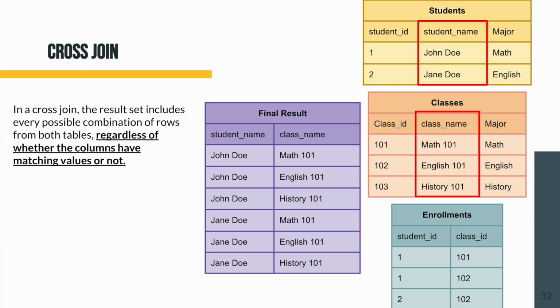So yeah, in the cross join, the result set includes every possible combination of rows from both tables, regardless of whether the columns have matching values or not. So we're not focusing on whether this student ID matches this student ID or this class ID matches this class ID. That's what it means. We're just taking these 2 columns out and doing the cross join on them.